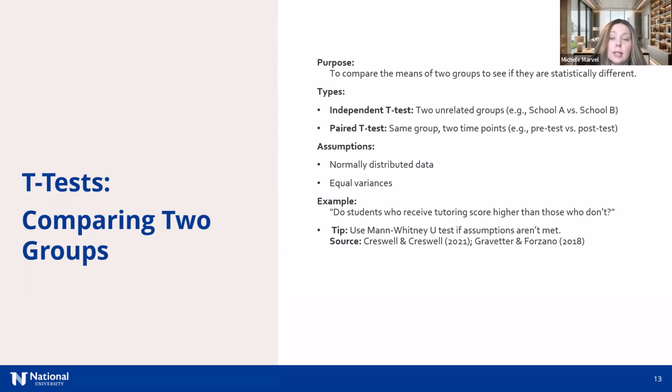You have the independent t-test, which is used when comparing two separate groups, and the paired t-test, which is used when comparing the same group at two different points in time. And t-tests also assume that your data are normally distributed and that both groups have equal variances. If those assumptions don't hold, then there might be some other tests that you need to run, like non-parametric tests. I'm not going to go into those in detail here, but there are resources available to help you choose the statistical tests. And again, I will share those toward the end of the presentation.